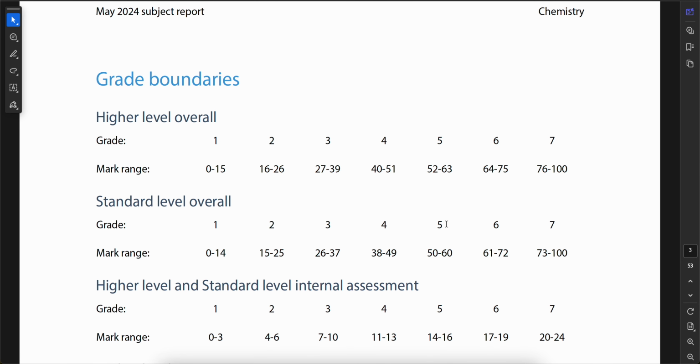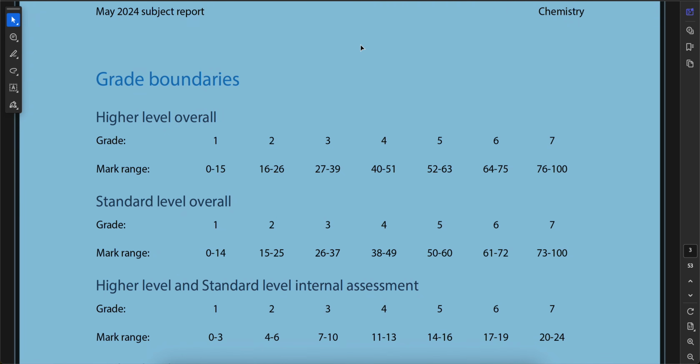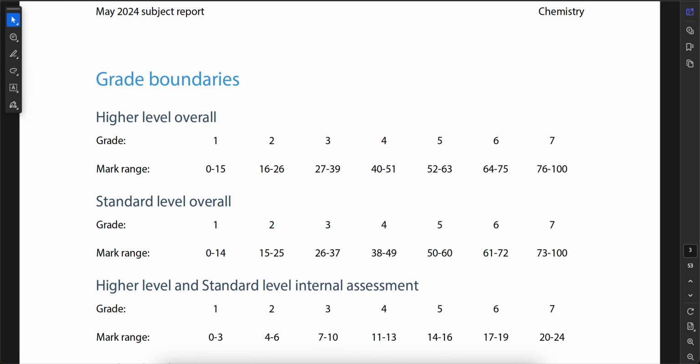All right, so this is for time zone 1, and you need to follow wherever you are located. The range is from 1 to 7. So to get 7, you only need to get 76. But wait, this is for paper 1, paper 2, and your scientific investigation, not only paper 1.